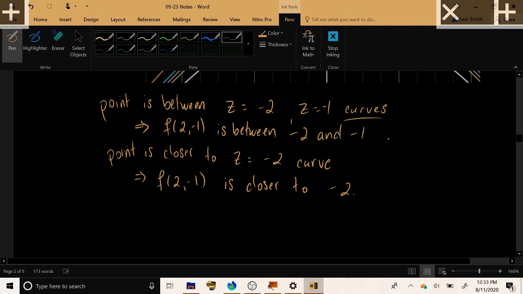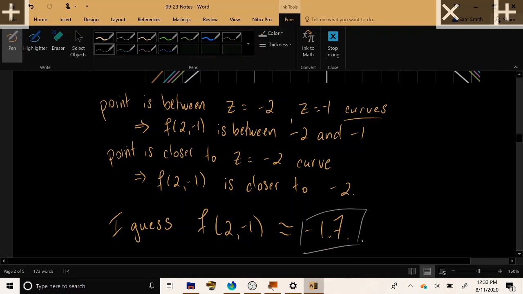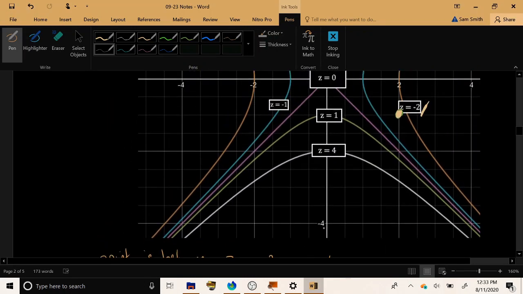All right, so based on that, let's just do an estimation of the function's value here. It's between -2 and -1, a little bit closer to -2 than it is to -1. So I might guess something like f of 2 comma -1, maybe let's say -1.7 would be a reasonable guess based on the data that's available to us. It's closer to -2 than it is to -1, and it's between those two output values. And so this would be my reasonable guess. Now, of course, your guess doesn't have to be exactly the same as mine. This is just an estimate.